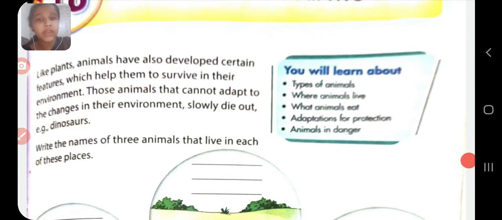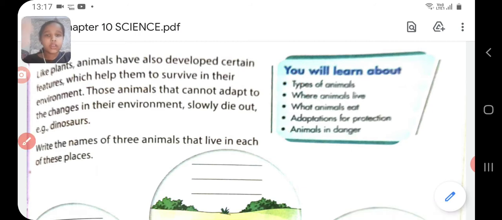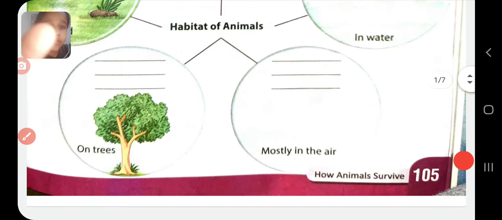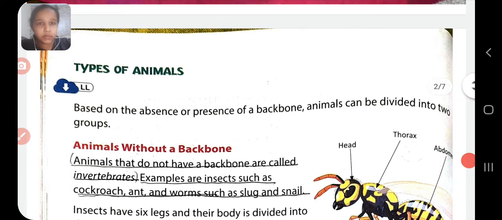So, we will learn about types of animals, where animals live, what animals eat, adaptation for protection, and animals in danger. Okay, so these topics will be covered now. So, let's go. First, we will study types of animals.